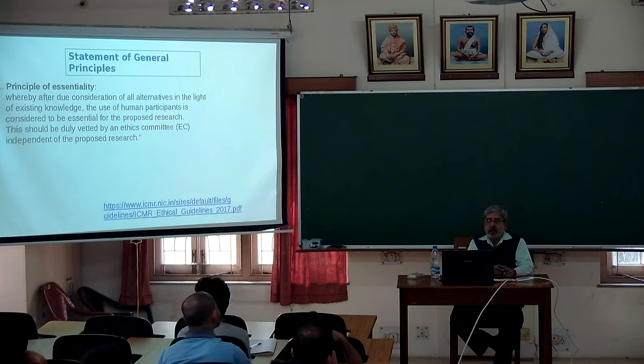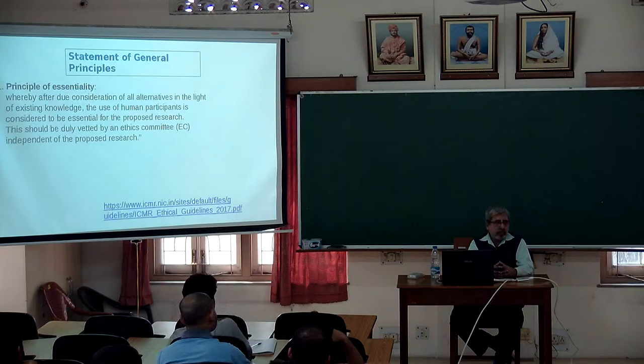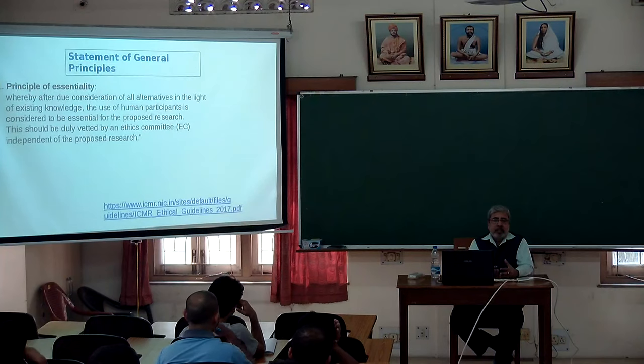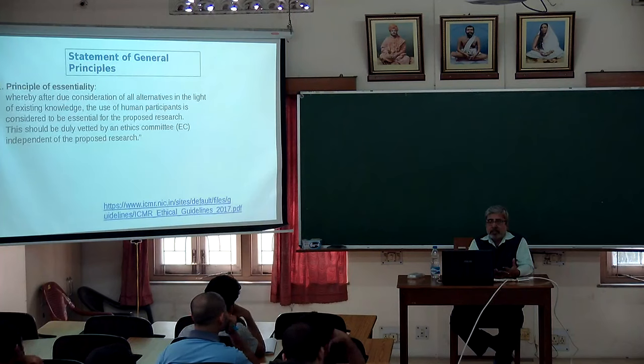Then the question came: who will judge whether it is essential or not? There should be a committee, a group of people who will decide whether it is essential or not. They should have knowledge of the subject, and they should have the combination that ICMR generally suggests: there have to be social workers, judges, legal experts, and medical doctors. They all will decide how much harm the experiment can do, and whether harm and benefit are well distributed.